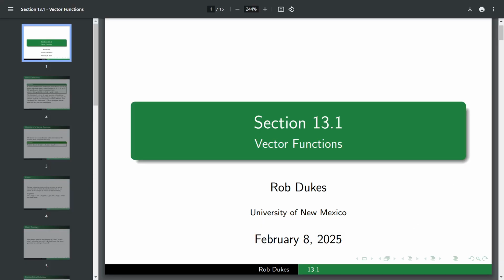All right, we've done all the geometry we can stand. Now we're going to start in with some calculus. And to do that, we first have to define what a vector function is.